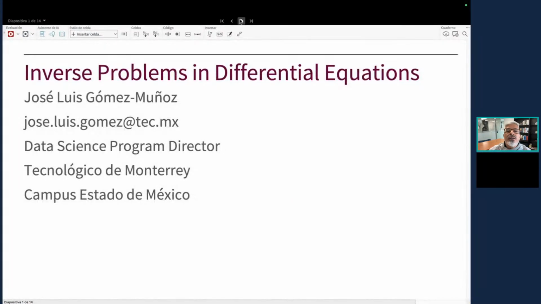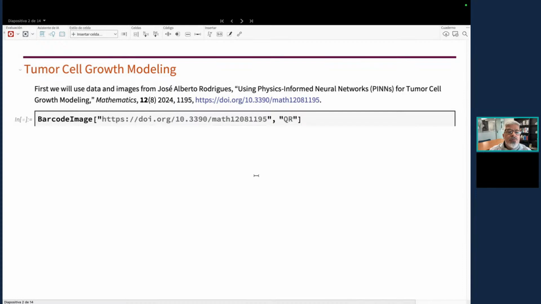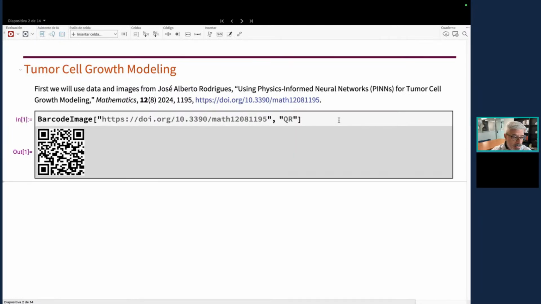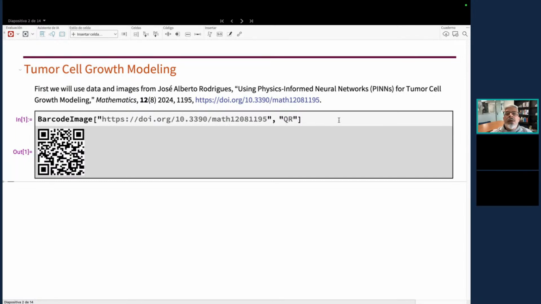In order to start, we are going to use data and images from Jose Alberto Rodriguez, a paper about tumor cell growth modeling. Here I have a QR code in case someone wants to use a cell phone to enter right now to see the paper that we are going to be using, just the data from this paper. So wait some seconds and then I continue here.